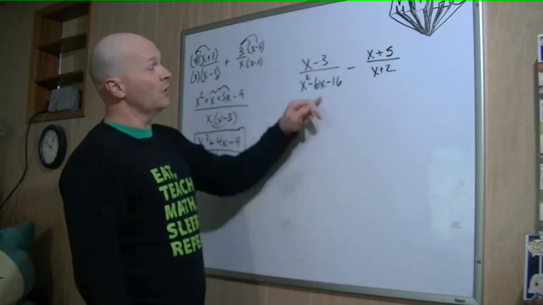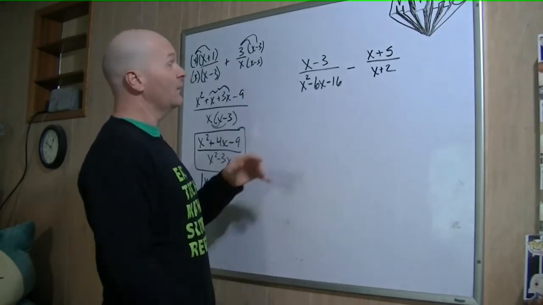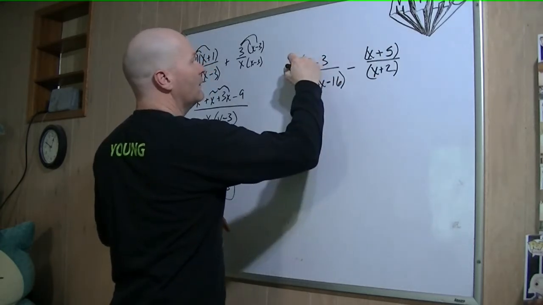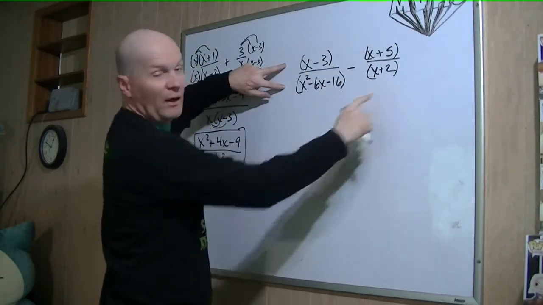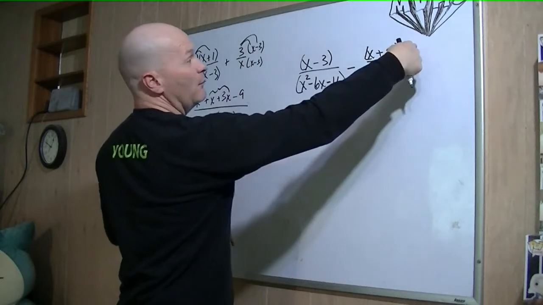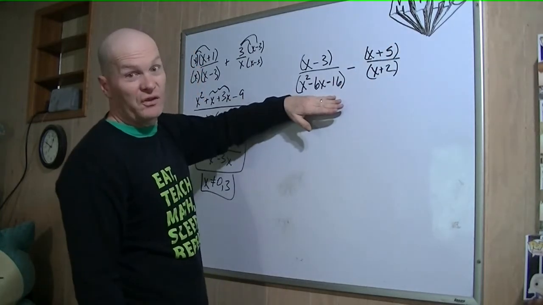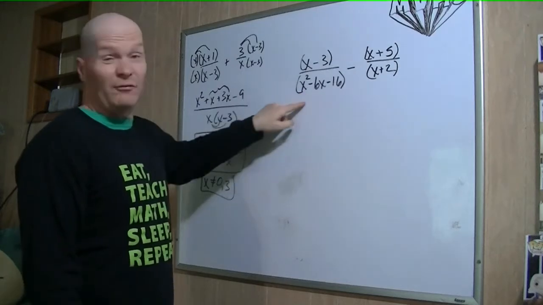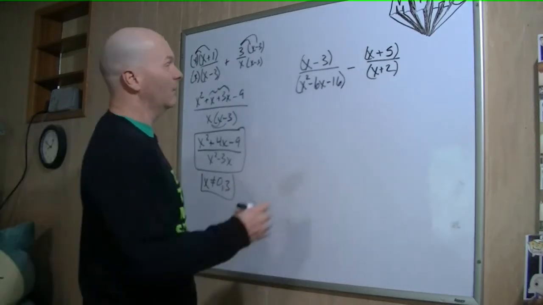Boy, I don't know. These don't look like they have the same denominator. So one thing we could do is multiply the top and bottom of this one by x plus 2, and the top and bottom of this one by x squared minus 6x minus 16. That's going to get messy though. So let's see, maybe if we factor this, we can get it a little bit simpler.